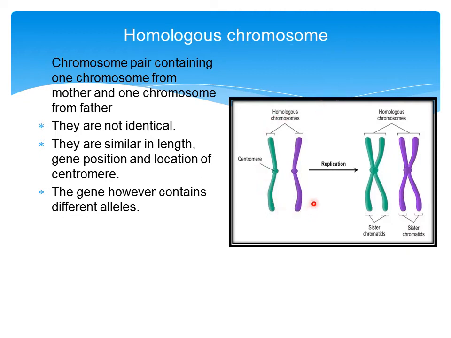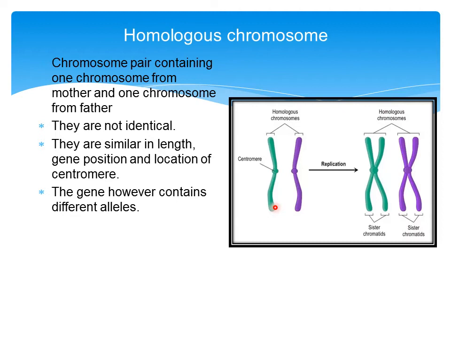This is a homologous chromosome. There is a pair of chromosomes, of which one comes from the father and the other from the mother. So they are not identical. Here we have used 2 different colors. If the green chromosome comes from the father, the purple one comes from the mother. They are similar in length, gene position, and the location of the centromere is also the same, but they are not identical. The genes, however, contain different alleles.